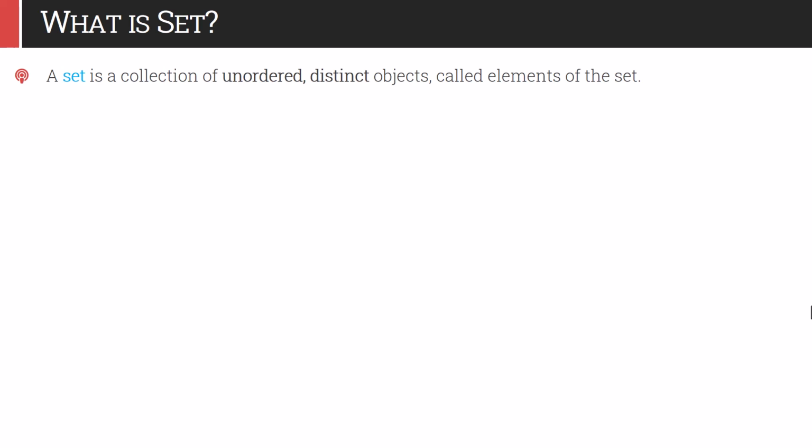A set is nothing but a collection of unordered and distinct objects, which are called elements of the set. So a set has two important properties. One is that elements are unordered.